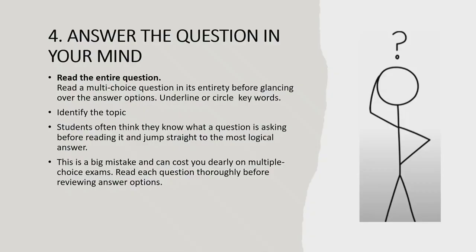Strategy number 4. Answer the question in your mind. Read the entire question. Read a multiple choice question in its entirety before glancing over the answer options, and then underline or circle the keywords. So when you are reading the stem of your multiple choice question, you need to identify the topic, the theme, or the theory that it is related to. Make a connection of the stem with your study material, your sections, or your topic.